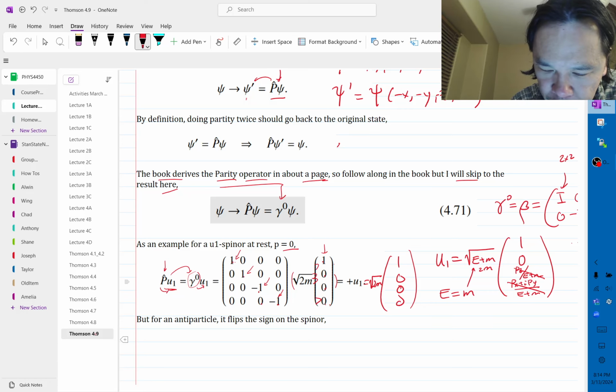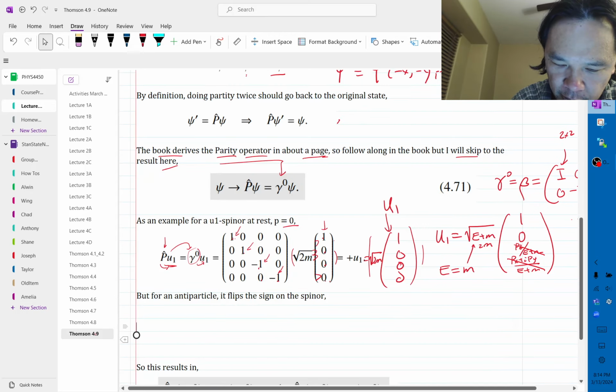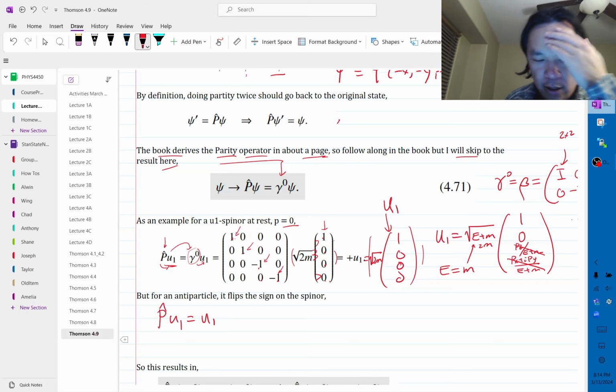Therefore, this is actually the original state u1. So what happened is that the parity operator acting on u1 gives you u1 back, so it doesn't affect it, which is kind of neat.